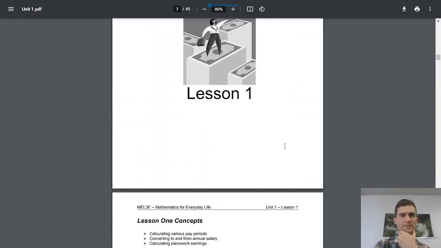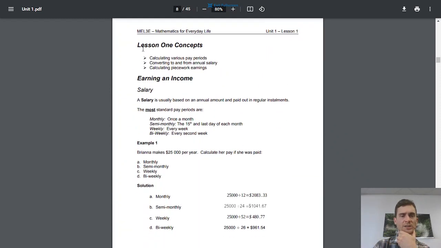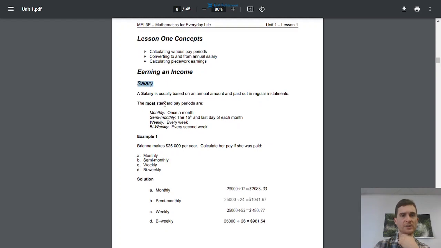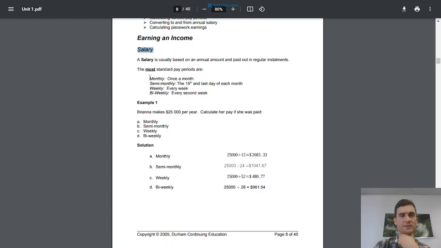There's lesson 1, page 7. We're going to talk about the concepts, how to do things. This one's, you see big letters, bold words, it says earning an income, so it's about how to make money. When you're working, you can get a salary, and a salary is divided by the number of either months, half months, weeks, or half weeks, or 2 weeks.